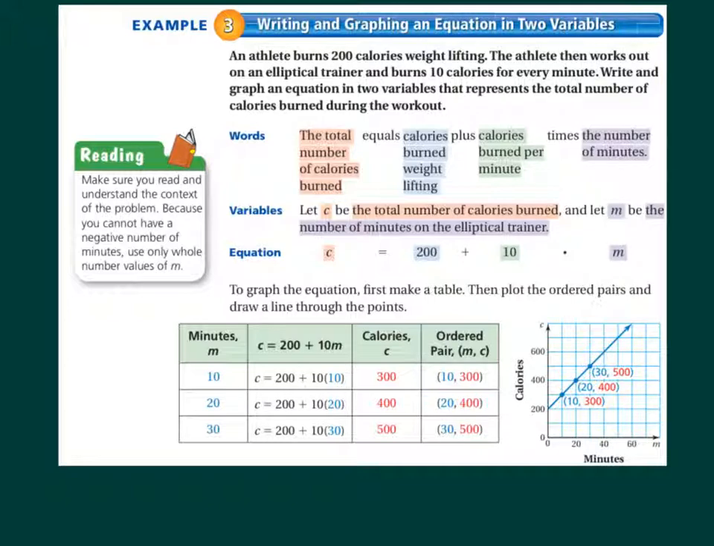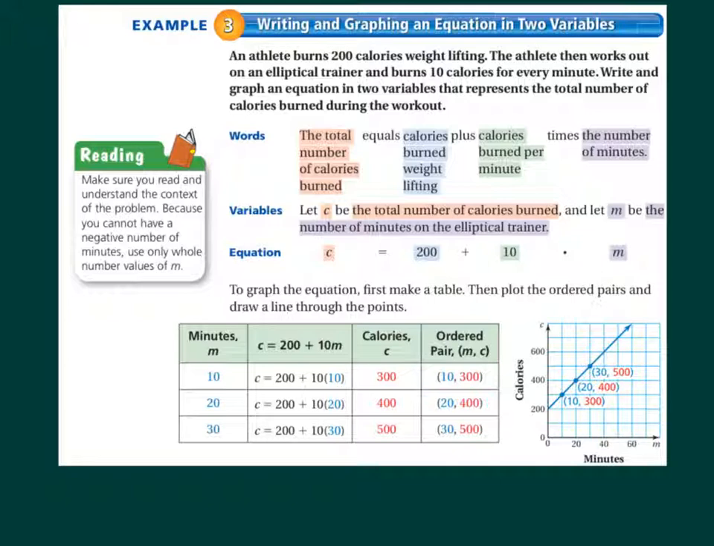For every 10 minutes I spend on this, it'll increase by 100 or 200 or 300. So they're saying instead of going 1, 2, 3, they're saying, okay, I spent 10 minutes on an elliptical. That's going to be 10 times 10 is 100, plus 200 is 300 total calories burned right there.